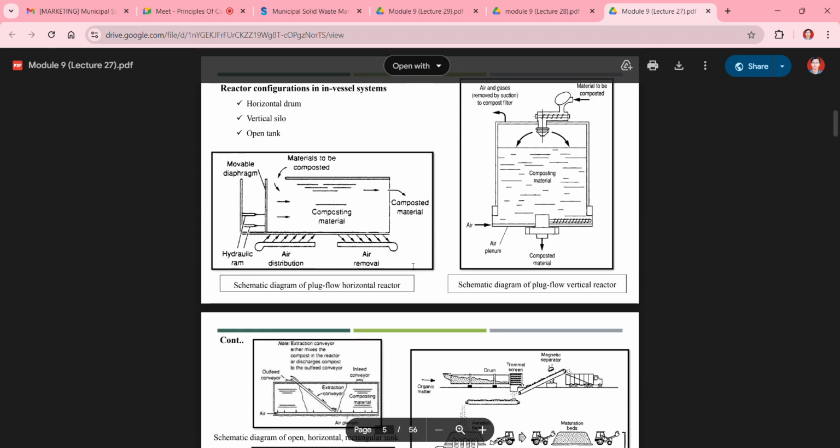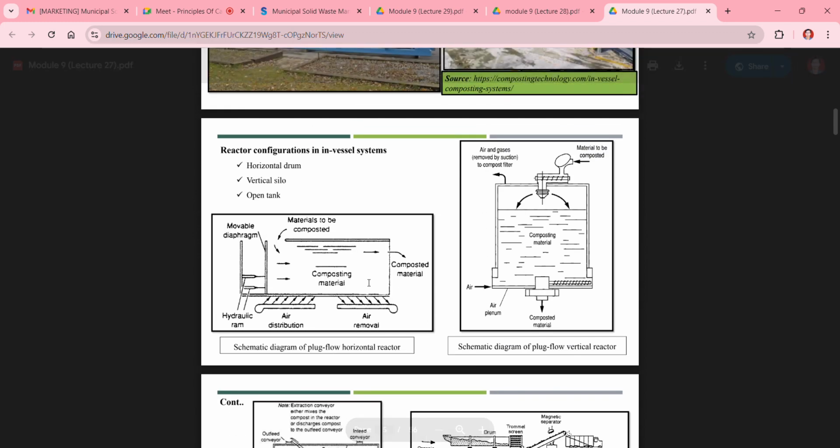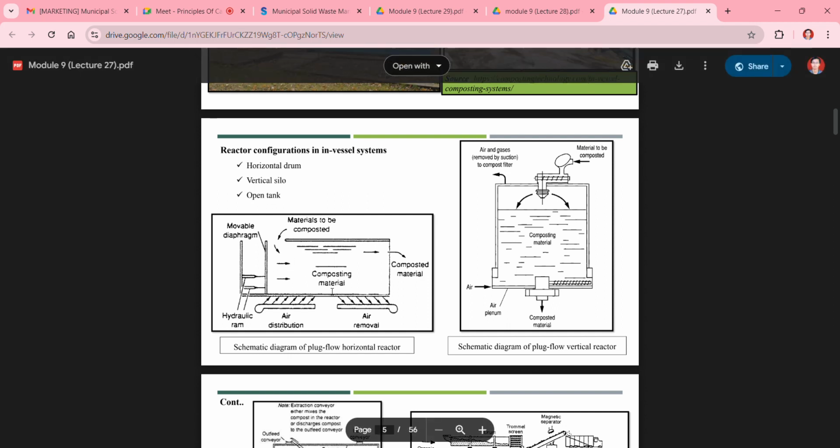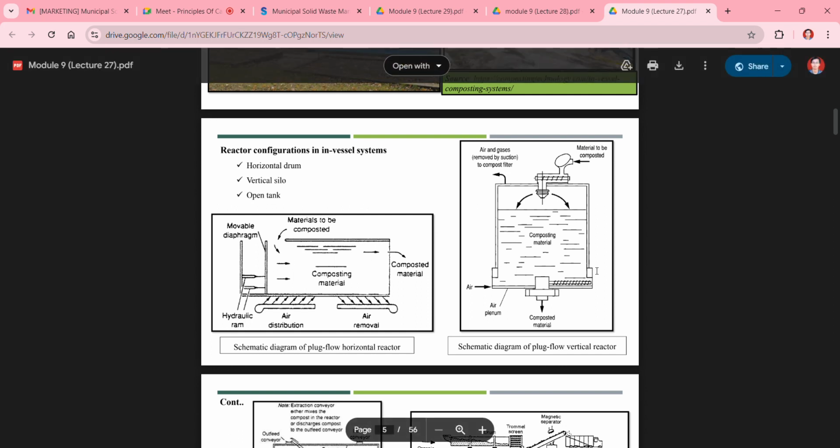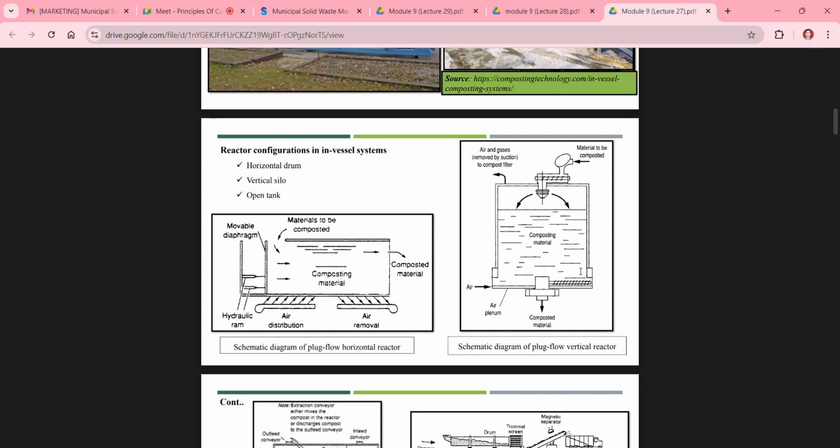Okay, so there are some diagrams for these horizontal or plug flow type and vertical systems. As we can see in the horizontal reactor, we provide the material from here, and we get the composted material from the other end. In between, we provide the air distribution system in these horizontal drums. Same in the plug flow vertical type reactor. In this type of reactor we go with the counter-current process. From the lower side we provide the air, and from the upper side the material comes downward.